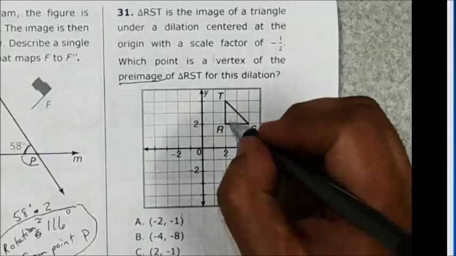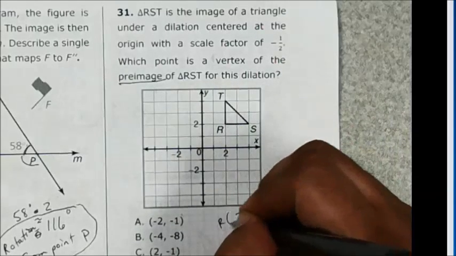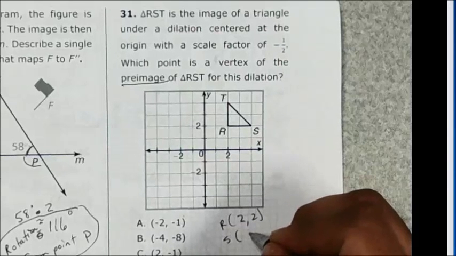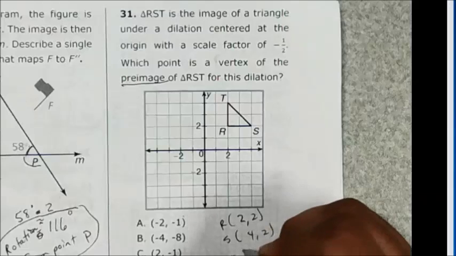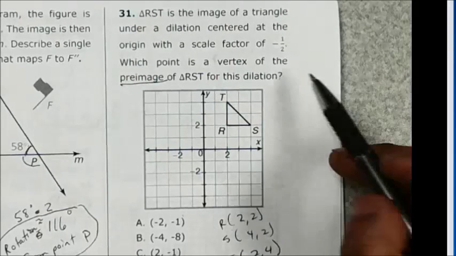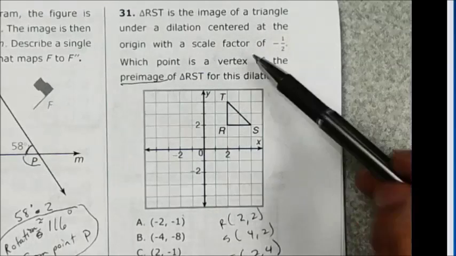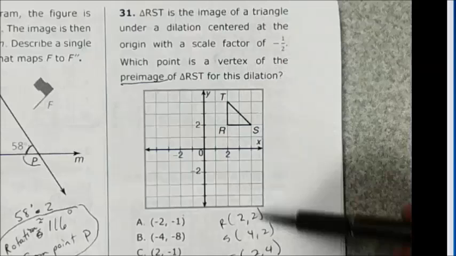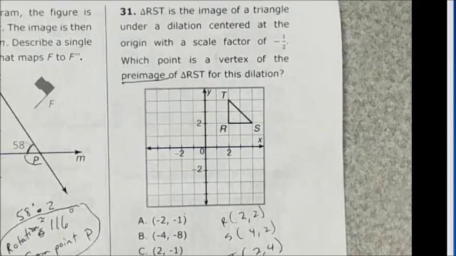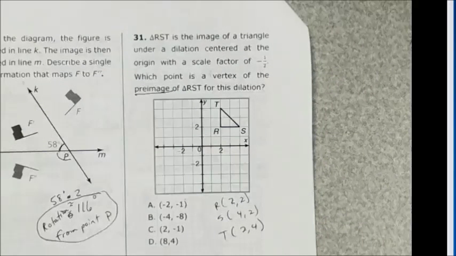So I want to take my coordinates. Let's just do R. R is at 2, 2. S is going to be at 4, 2. And T is at 2, 4. Okay. And after a reflection, or excuse me, not a reflection, a dilation of -1/2, these are the points that I got. So what I'm asking you to do on this kind of a question is you're supposed to be working backwards to get the original points.